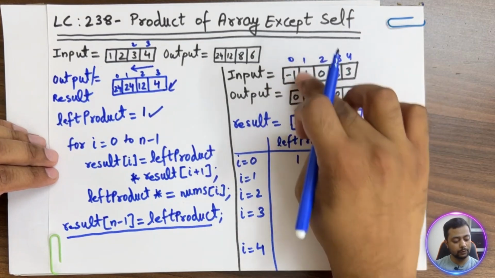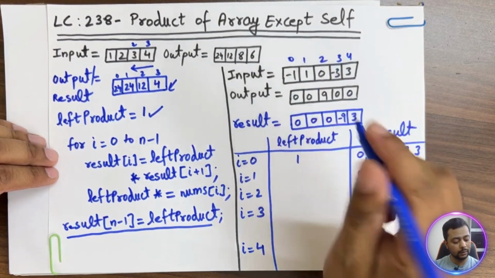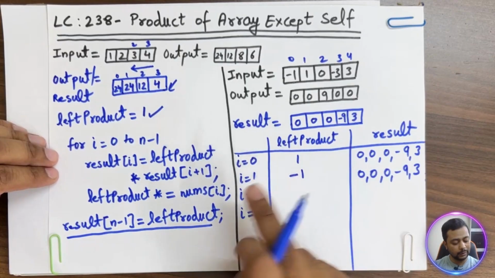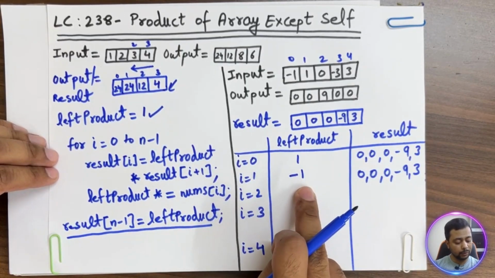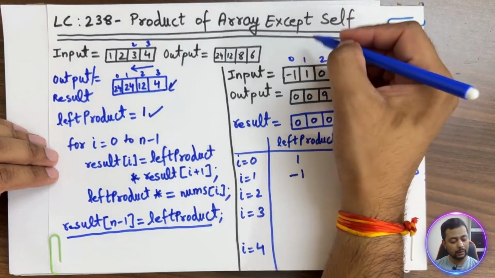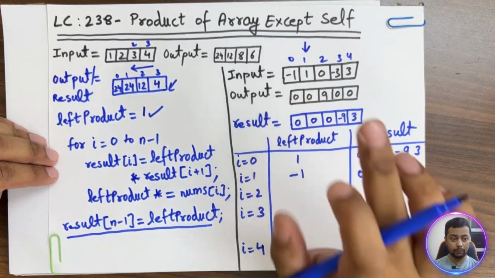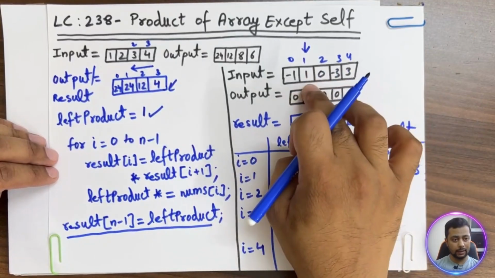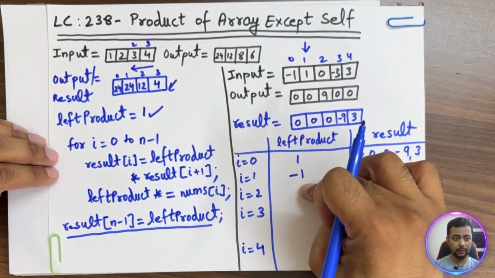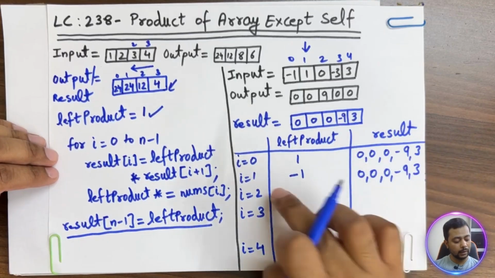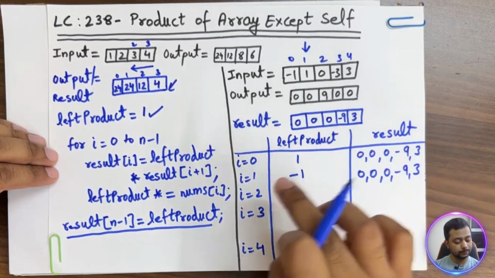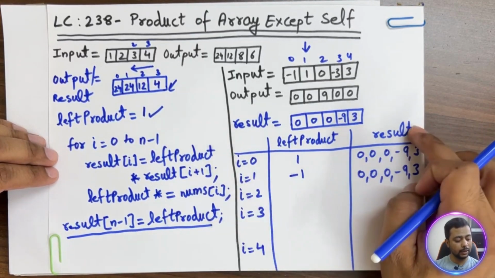So input of 0 is minus 1, 1 into minus 1 will become minus 1. So for the next iteration now, I have left product as minus 1, and now clearly see, we are over here, left product is saying minus 1. So the product of all the elements prior to this element is minus 1, and it is showing us the correct number also.